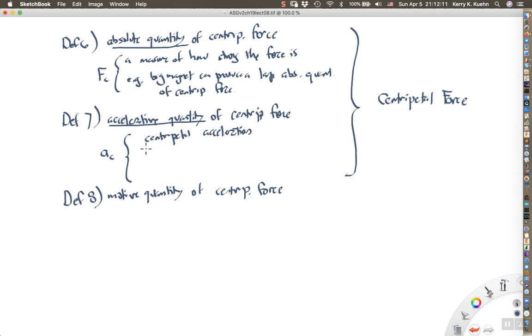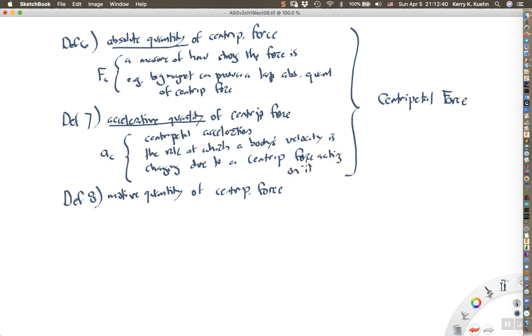We might also talk about it as the rate at which the object's or a body's velocity is changing due to a centripetal force acting on it. So if this is sort of the cause, this would be the effect, and A sub c is kind of the measurement of the effect of that cause.